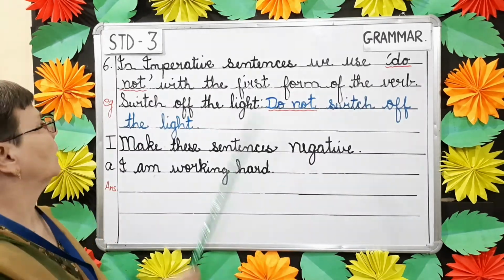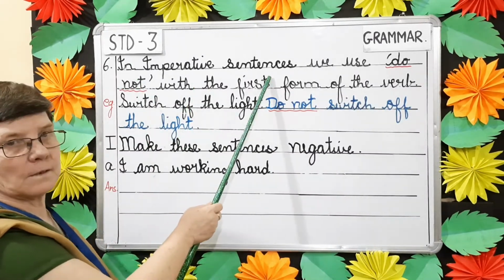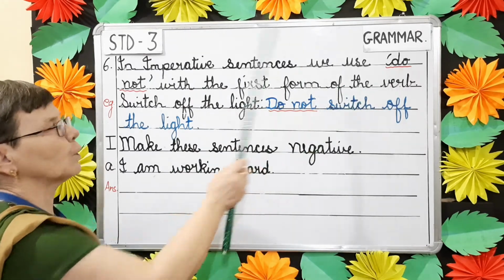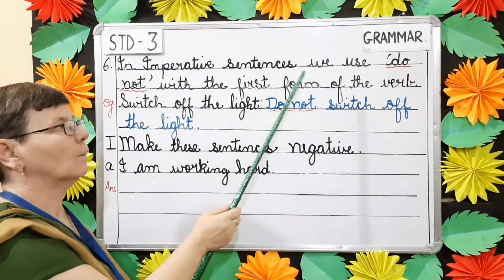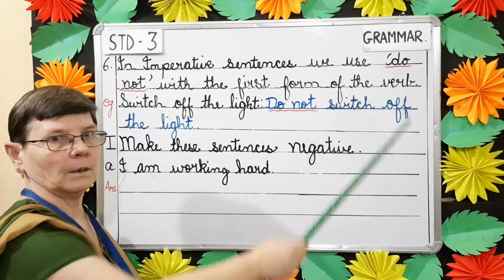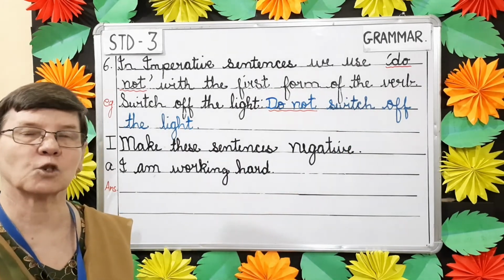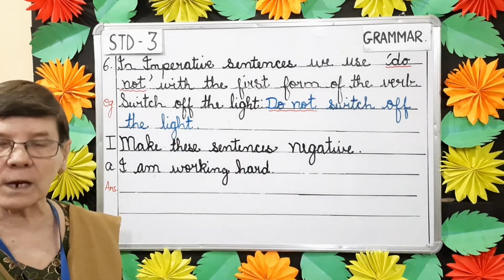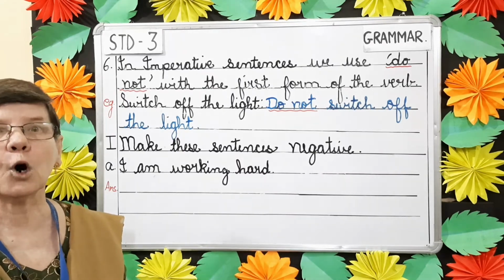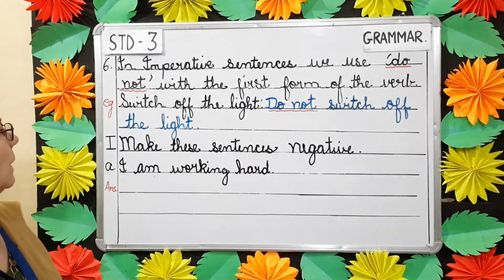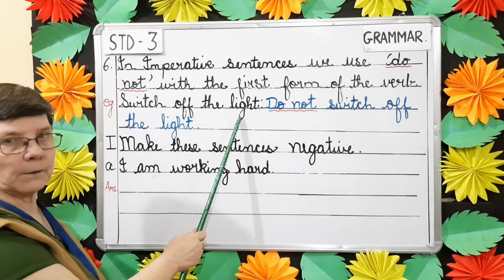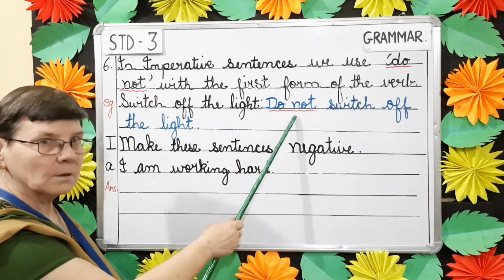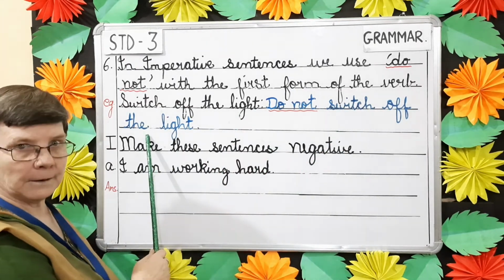Next point. In imperative sentences, we use do not with the first form of the verb. Imperative sentences, children, you will get request, command, order. Example. Switch off the light. Do not switch off the light.